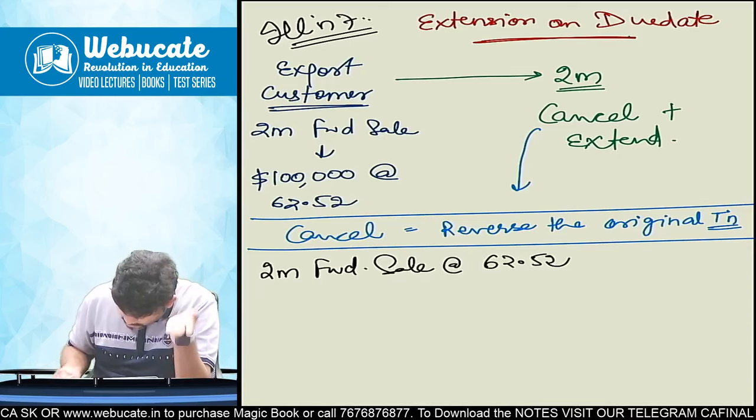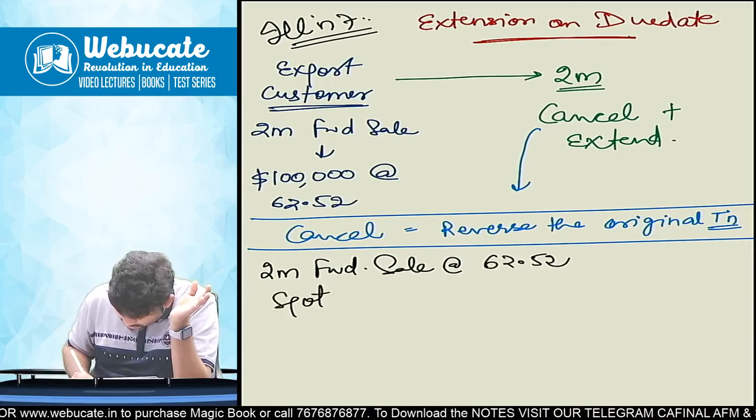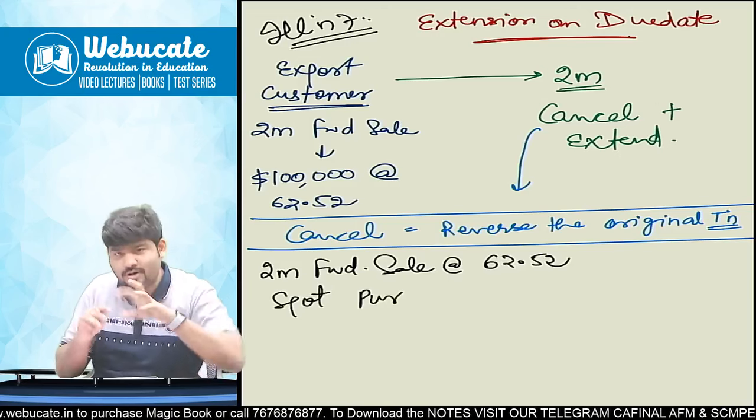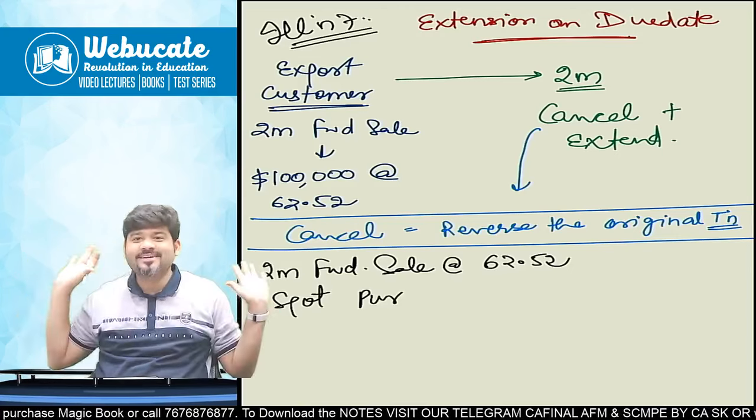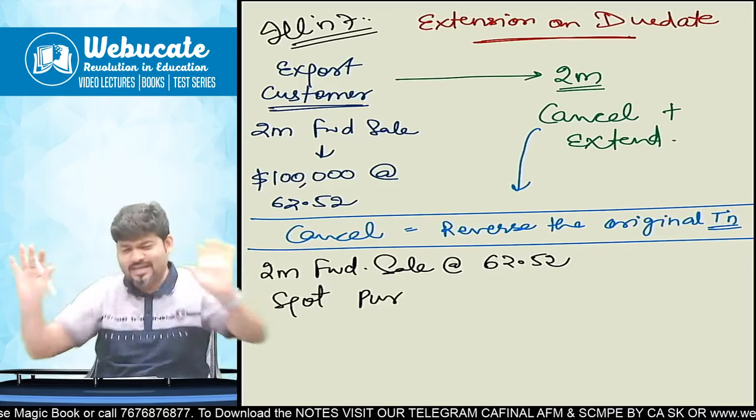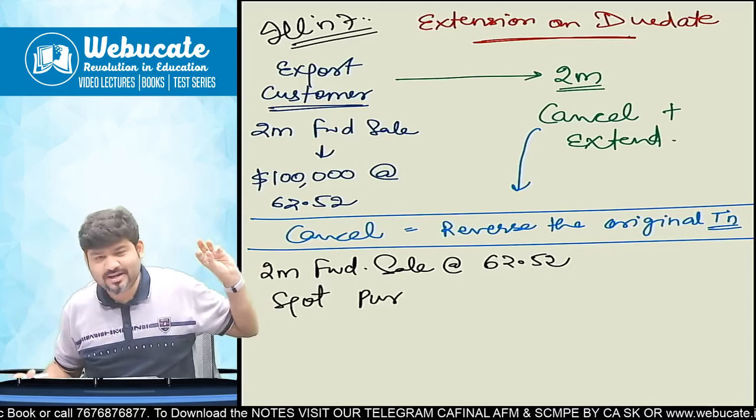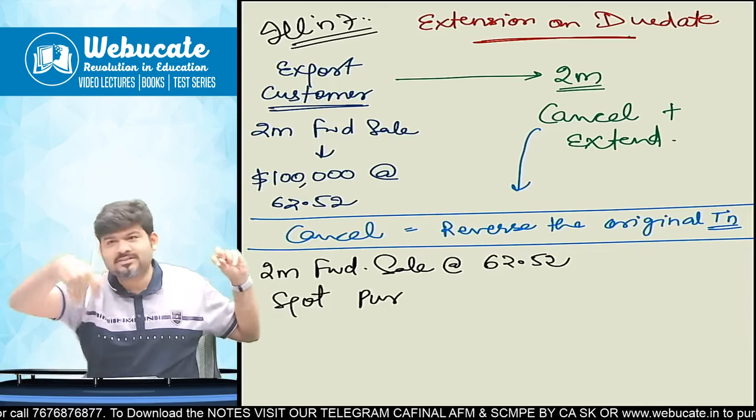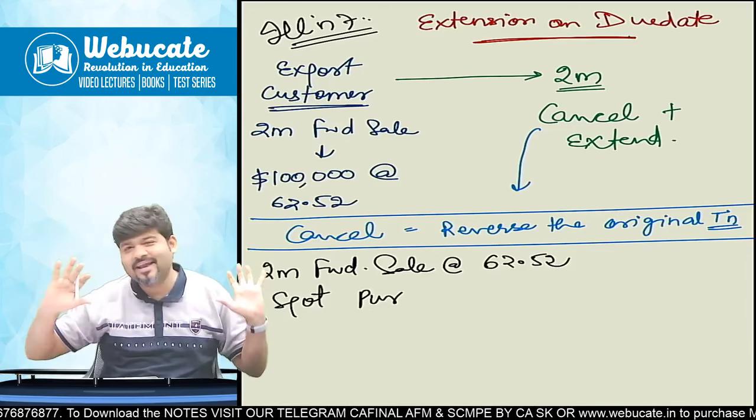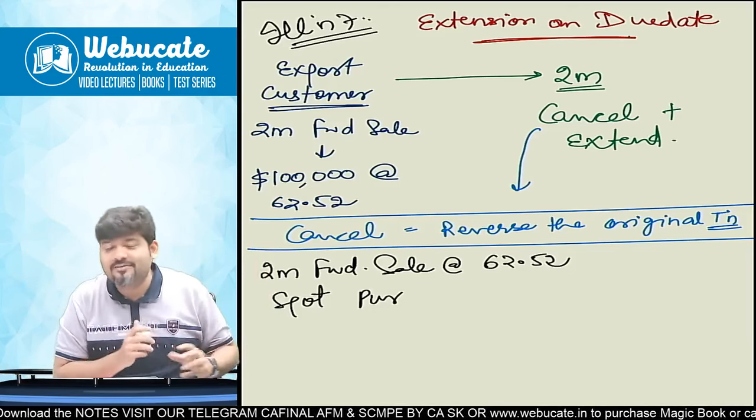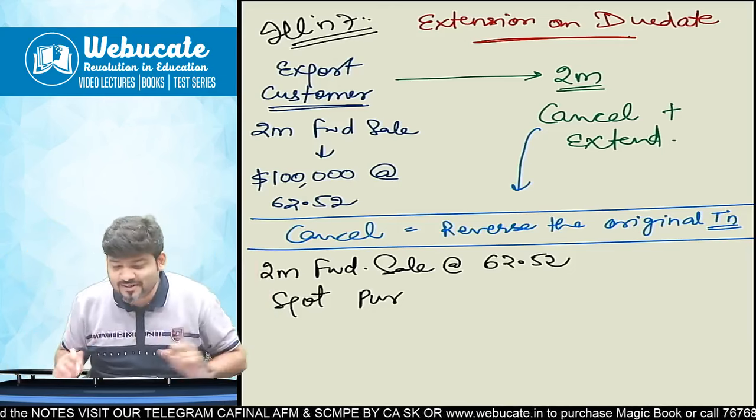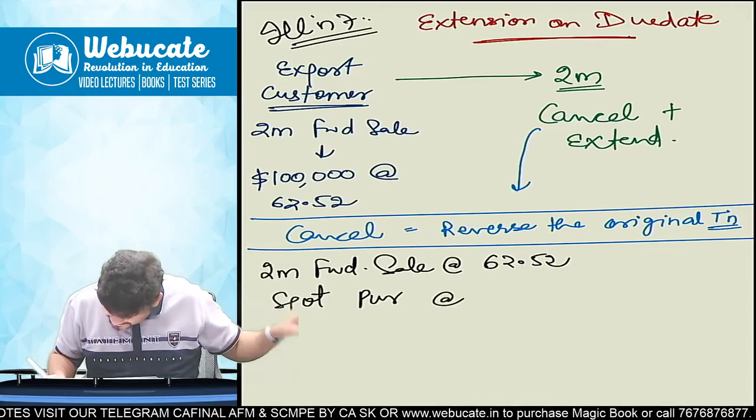62.52. But now on the date only he had come, no? So spot. It's like this that the transaction is going through. So bank is saying, I am going to sell you, boss, a 2 month forward sale. So he is telling me, you sell it to me, man. I don't care. You sell it to me. But where do I get it from? I don't have. You purchase spot and then sell it to me. So he is now purchasing at spot.